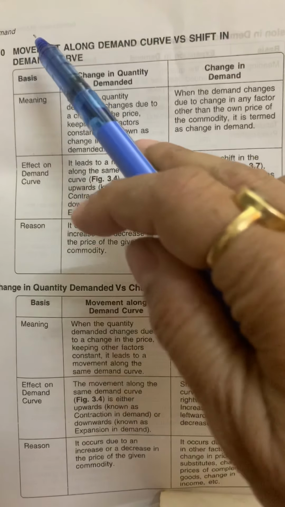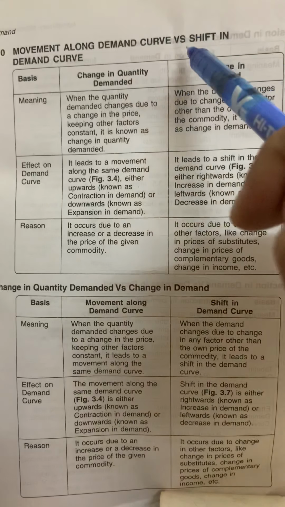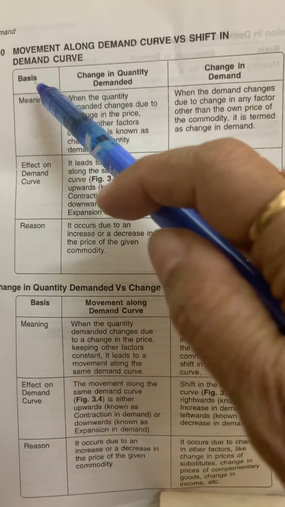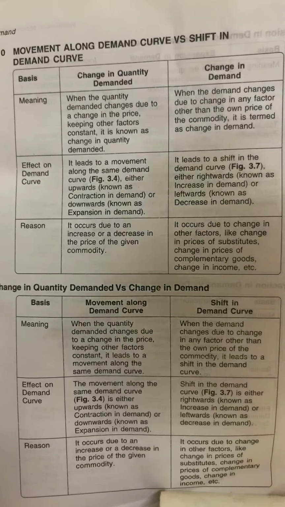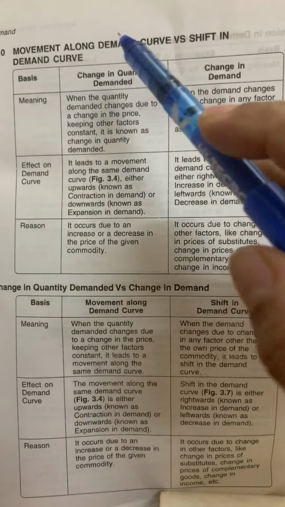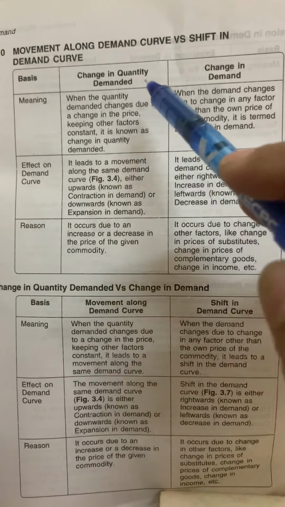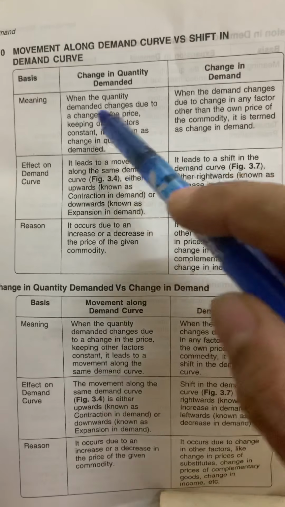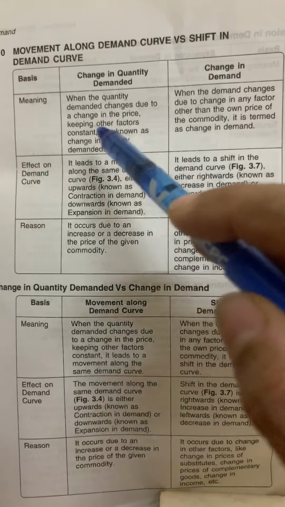Now we are going to study the topic movement along the demand curve versus shift in demand curve. Basis: change in quantity demanded, change in demand. Meaning, when the quantity demanded changes due to a change in the price, keeping other factors constant, it is known as change in quantity demanded.